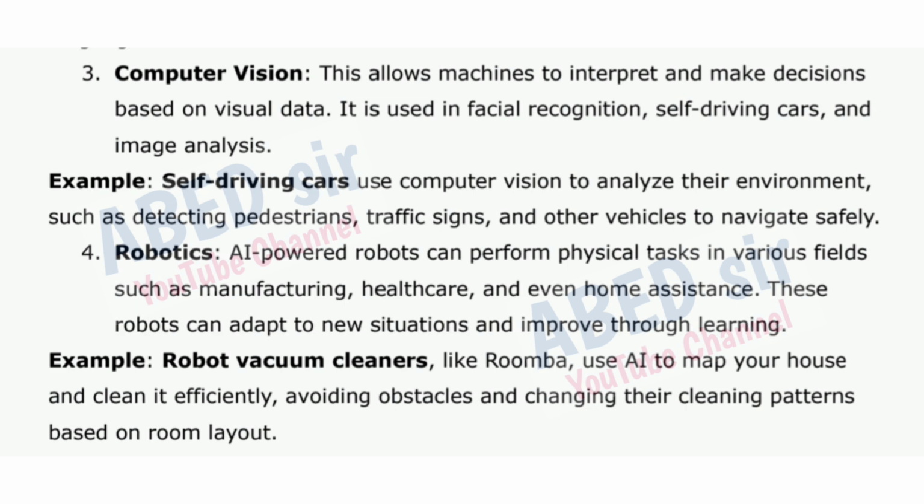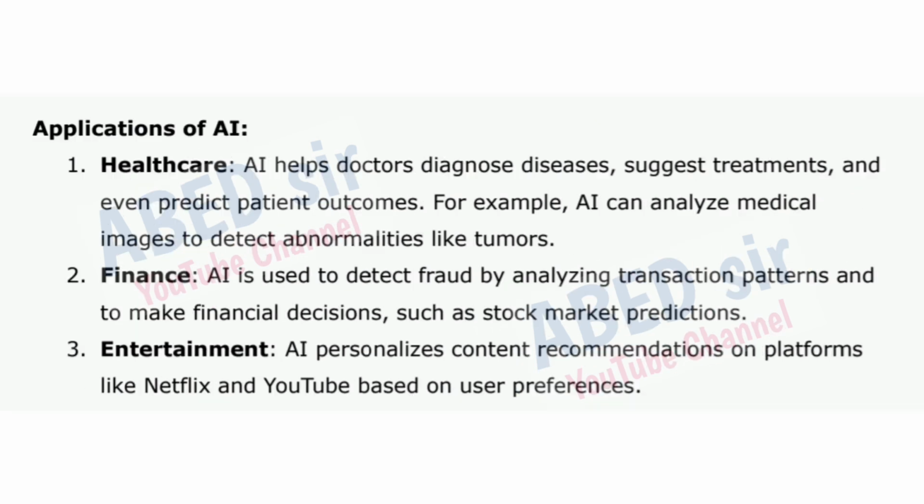4. Robotics. AI-powered robots can perform physical tasks in various fields, such as manufacturing, healthcare, and even home assistance. These robots can adapt to new situations and improve through learning. Example: robot vacuum cleaners, like Roomba, use AI to map your house and clean it efficiently, avoiding obstacles and changing their cleaning patterns based on room layout.